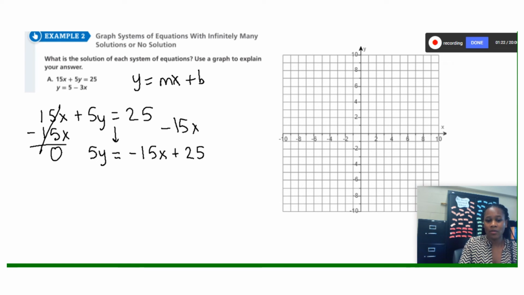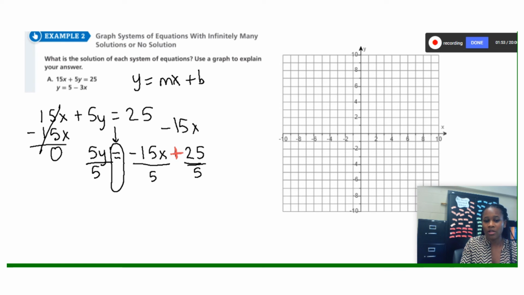So now I need to get y by itself because I need y equals mx plus b, not 5 times y. Since it says 5 times y, in order to undo multiplication, I need to divide by 5, and whatever you do to one side of the equal sign, you have to do the same exact thing to the other side. So I'm going to divide my terms on the other side by 5. I'm not writing it twice, I'm just dividing all of my terms by 5.